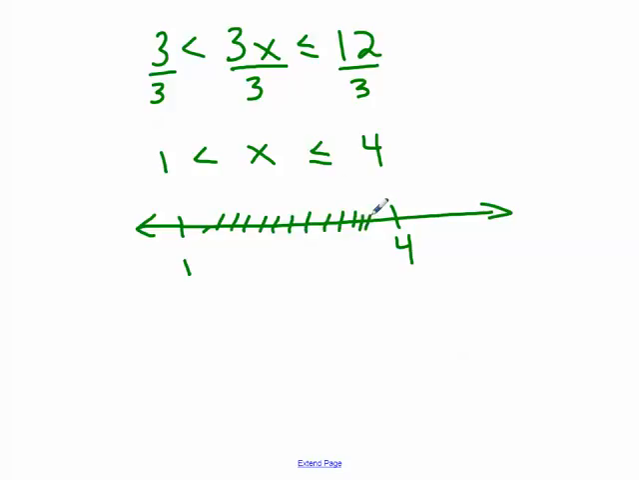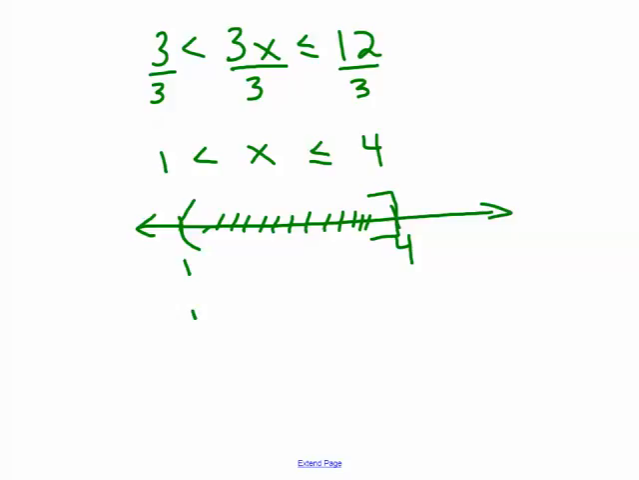And what do we do with the border? Well, x could be less than or equal to 4. So because it could be equal to 4, put a square bracket right there. X is greater than 1, or 1 is less than x. So therefore, x cannot be equal to 1. So we put a rounded bracket there.